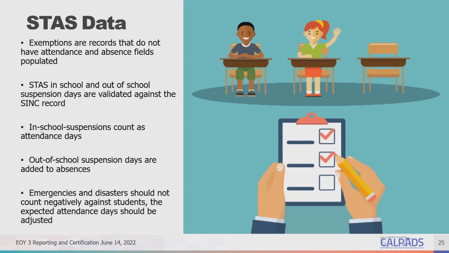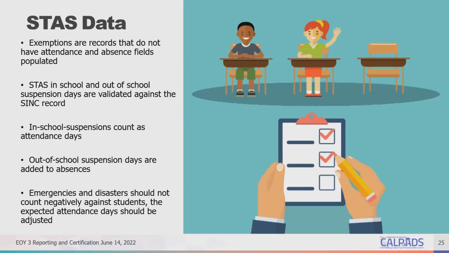This bullet needs to be updated. In-school suspension days count as attendance days. We found out in the middle of this reporting cycle that in-school suspension days are now their own bucket and are added to attendance days to equal total days of attendance. So that's something that's changed in years past, and it used to trigger an error. I think most vendors have adjusted for this now. Out-of-school suspension days are, of course, absences, and emergencies and disasters should not count negatively against students. The expected attendance day should be adjusted.